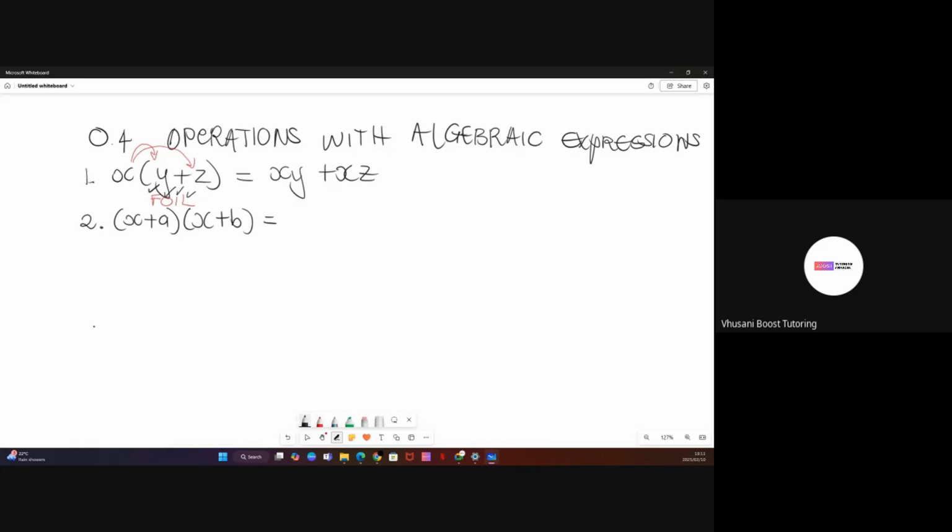Let's start off with the first two. The first two would be x times x, which gives us x squared. The second one would be the outer two, which is x times b, giving us bx. Then the inner two are a times x, which gives us ax. And the last two would be a times b, which leaves us with ab.